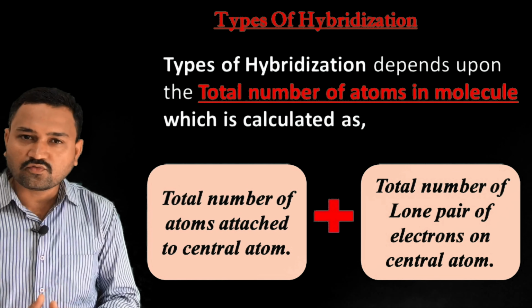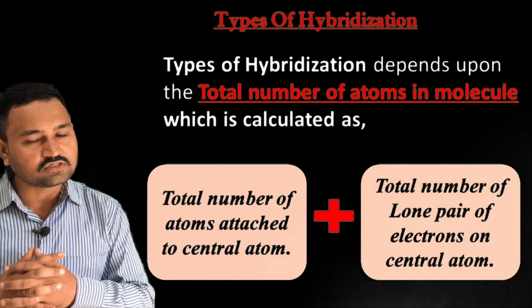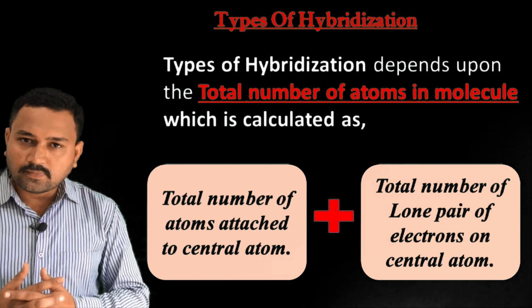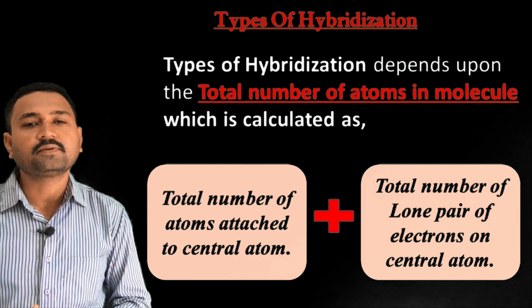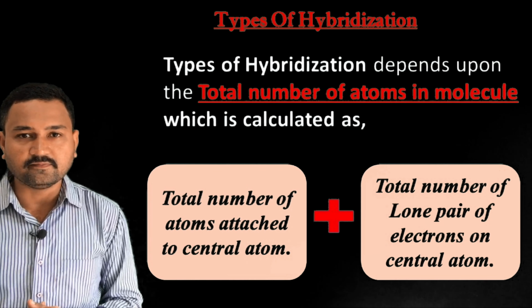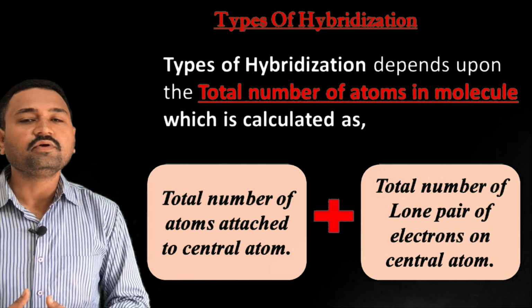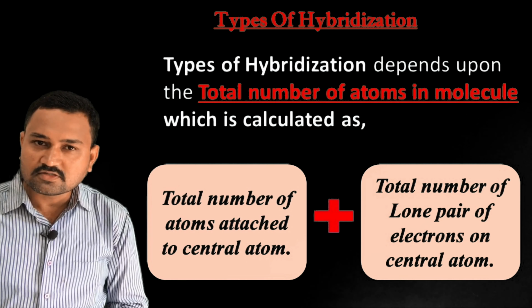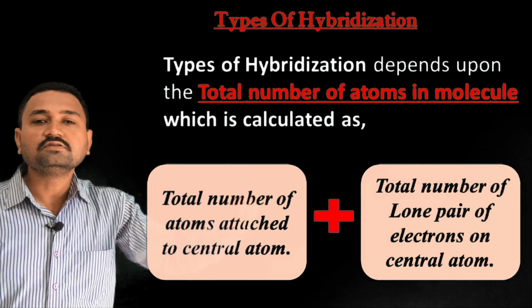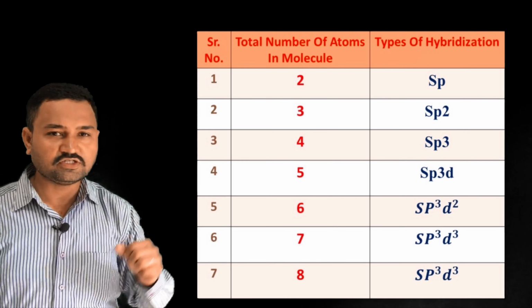So we just have to find out the total number of atoms attached to the central atom plus the total number of lone pairs of electrons present on the central atom. By adding these two numbers, we will obtain the total number of atoms in the molecule, which gives the type of hybridization. So here I have shown one chart.